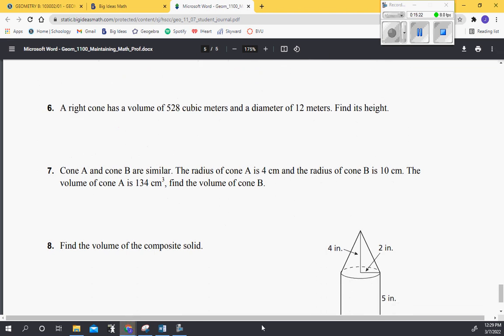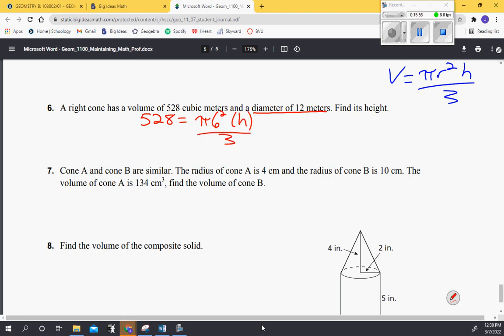Number 6, red cone has a volume, so now we're talking volume. Remember, volume is equal to pi r squared times height, all over 3. They give us the volume. It's 528, so 528 is equal to pi r. We don't have r, we have diameter of 12 meters, which means the radius is 6. We don't know the height. It's all divided by 3.